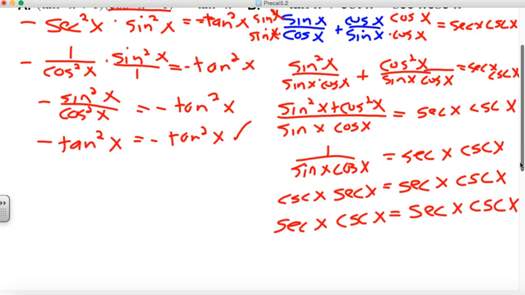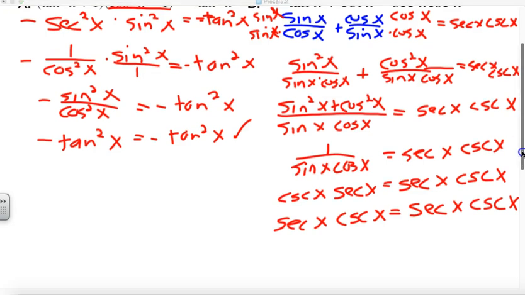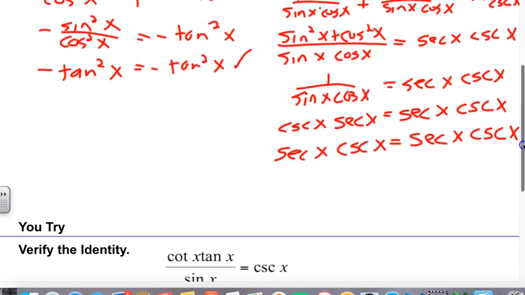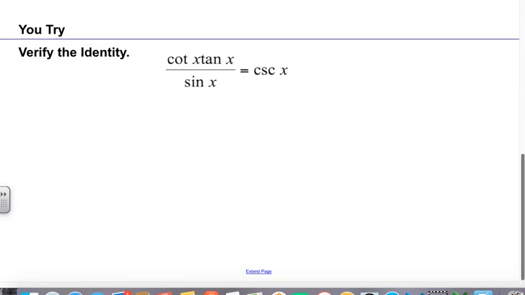All right, so there you can see we've shown that the left side equals the right side. We just had to use reciprocal identities and then add the fractions and use the Pythagorean identity, and then go back and use the reciprocal identities to change it back to secants and cosecants. All right, so give this one a try and see if you can get that left side to look like the right side. Change to cosecant.